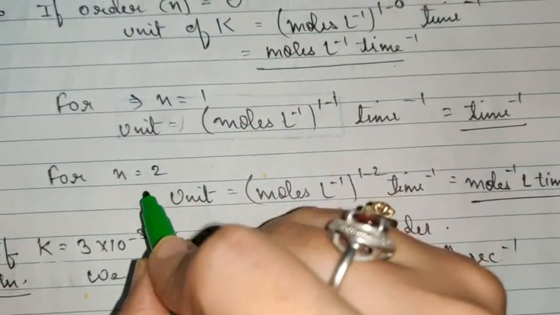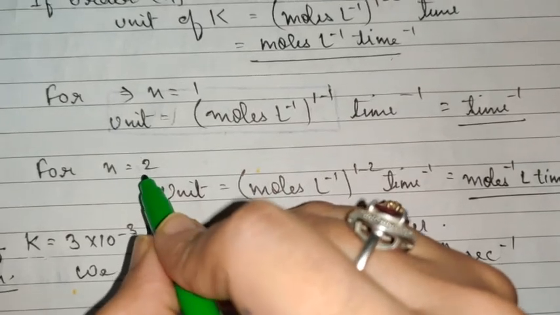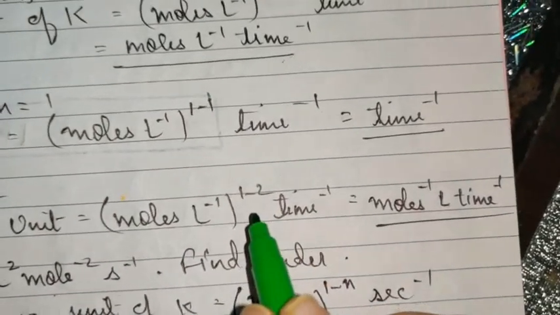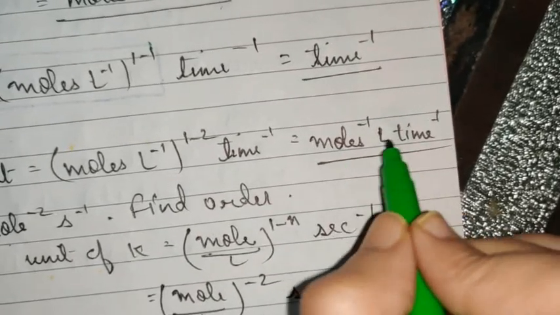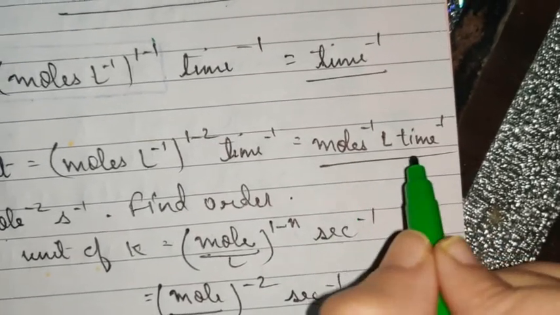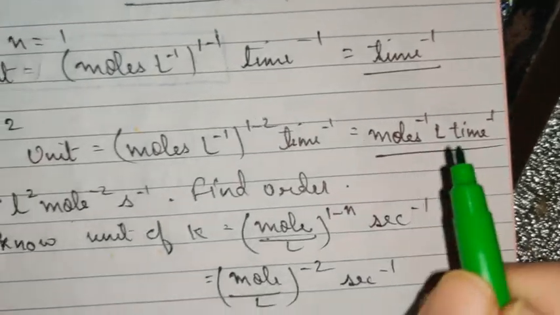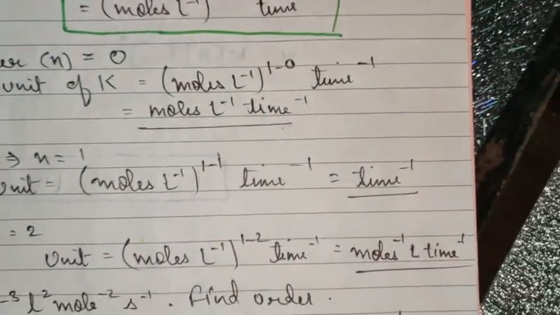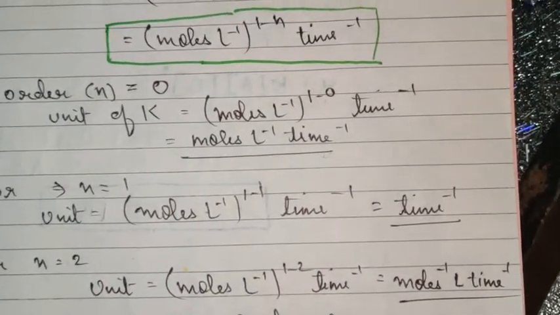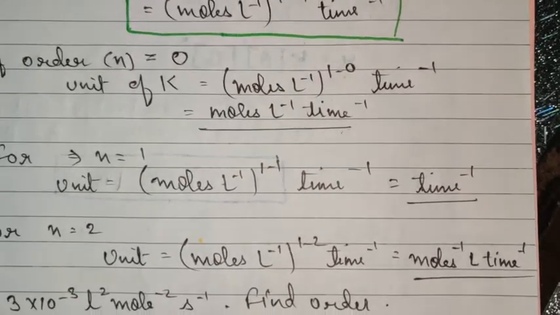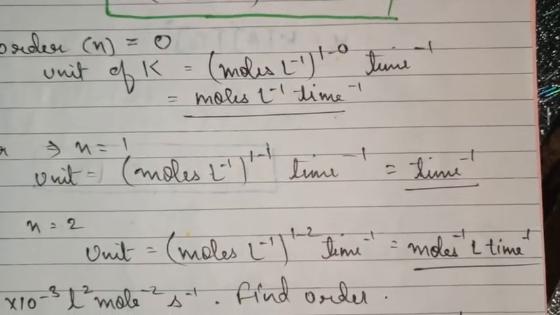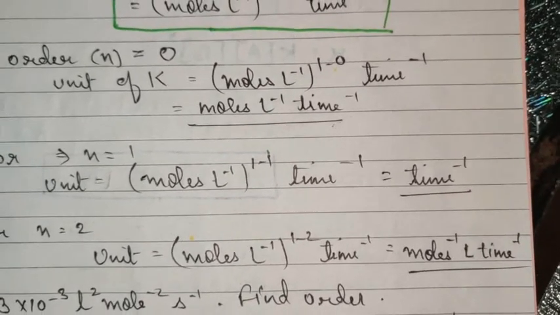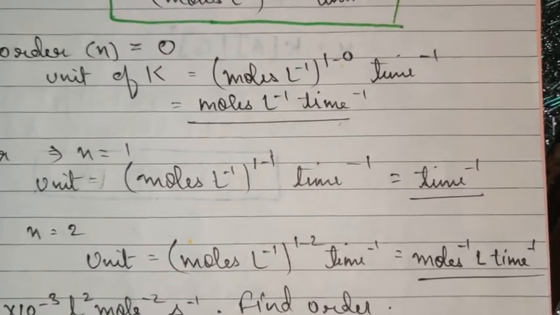And if the order of the reaction is 2, then you will substitute the value here as 2, and on solving this you will get the expression for the unit of K as this. So you can see here, if you have the unit of K with you, you can very easily find out what is the order of reaction. This unit is going to help you out in many numericals.